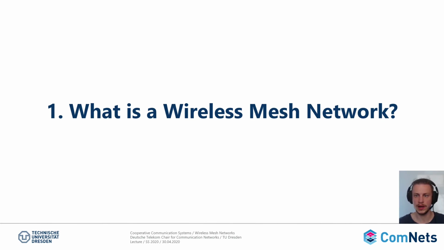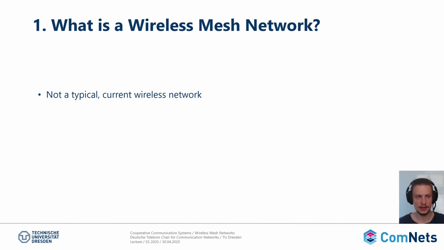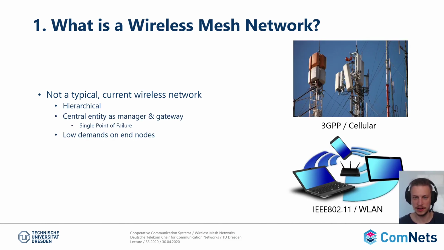So at first, what is a wireless mesh network? It is not what we have in our everyday life as wireless networks, examples being cellular networks, which we connect to when we are on the go, and Wi-Fi, which we mostly use in our homes and workplaces. So these networks are hierarchical. They use a central entity, being the base station or an access point or router, as a manager and gateway for any communication in the network.